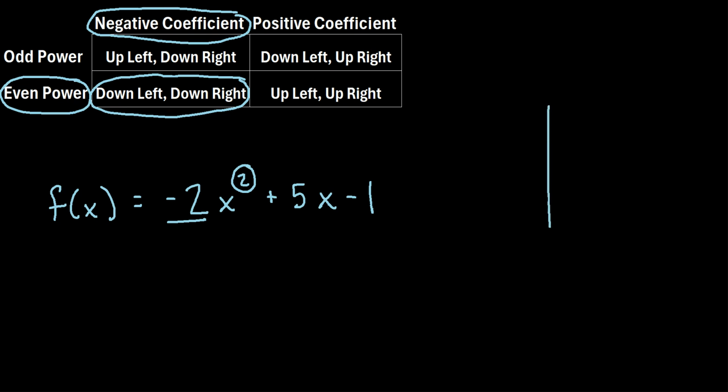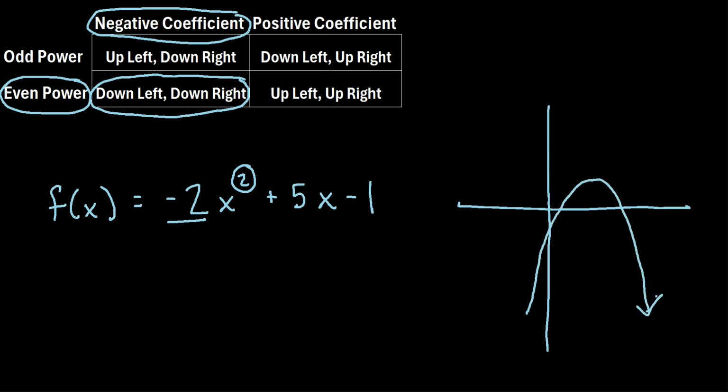Now, if you actually were to graph this polynomial, it would look something like this, where as you get further and further to the right, the graph is indeed going down, or it's decreasing. And as you get further and further to the left, the graph is also decreasing or going down.